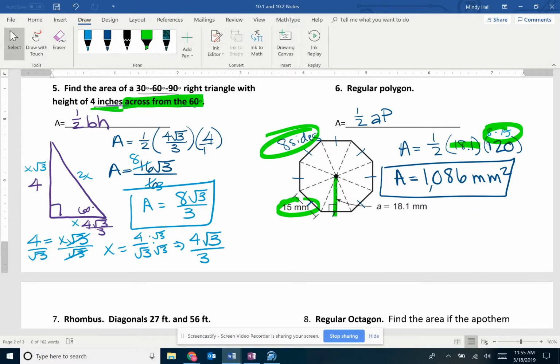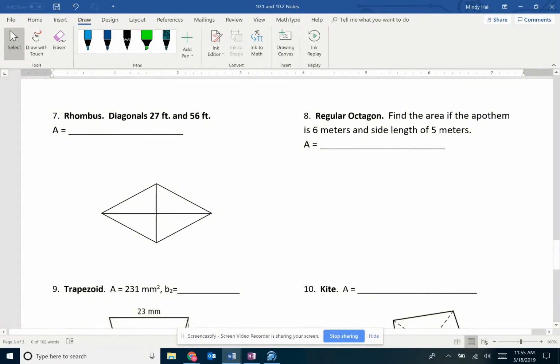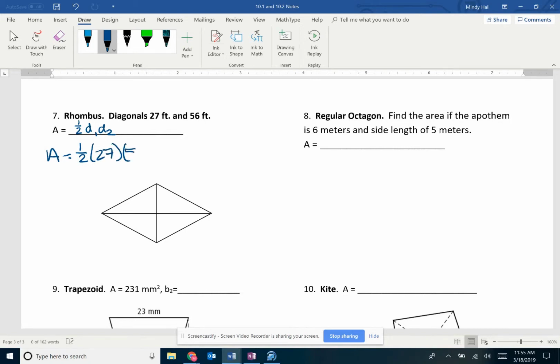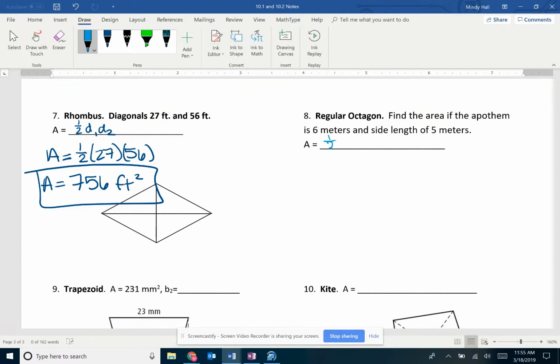Okay. So moving on, rhombus with the diagonals 27 and 56. You don't have to label the picture unless you want to. But that area formula is 1/2 times your diagonals. So in this, we'd have 1/2 times 27 times 56, and you can just type that straight into the calculator. So 1/2 times 27 times 56 is 756 feet squared.